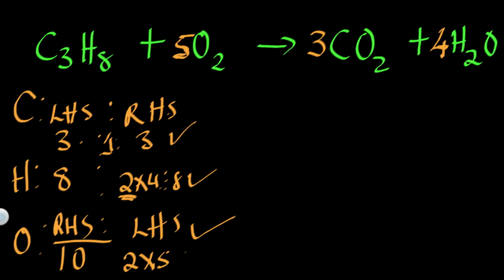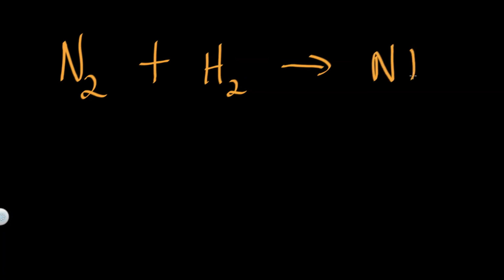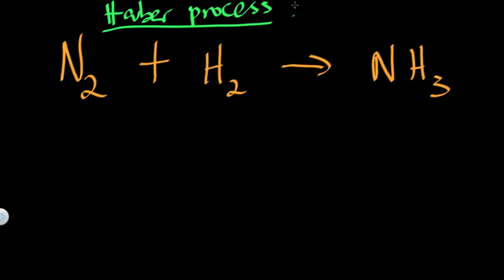All right, let me do another example. A common reaction: nitrogen plus hydrogen, for us to get NH3, which is ammonia. This is the reaction for the Haber process. We know that we take nitrogen, we react it with hydrogen, and we get ammonia. We know about this. Now the question is, how do we balance this reaction?